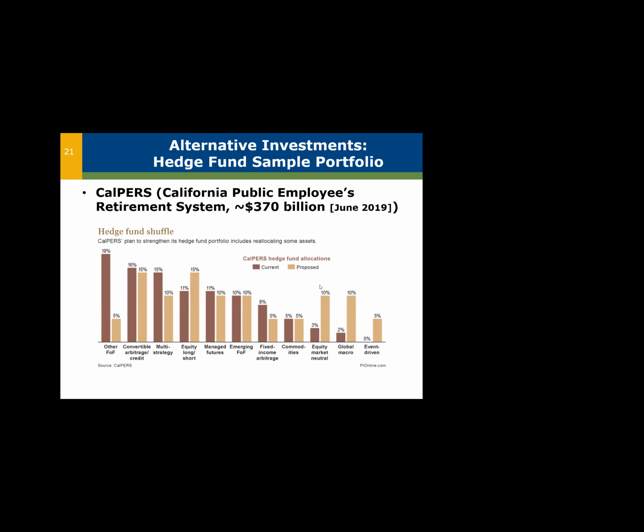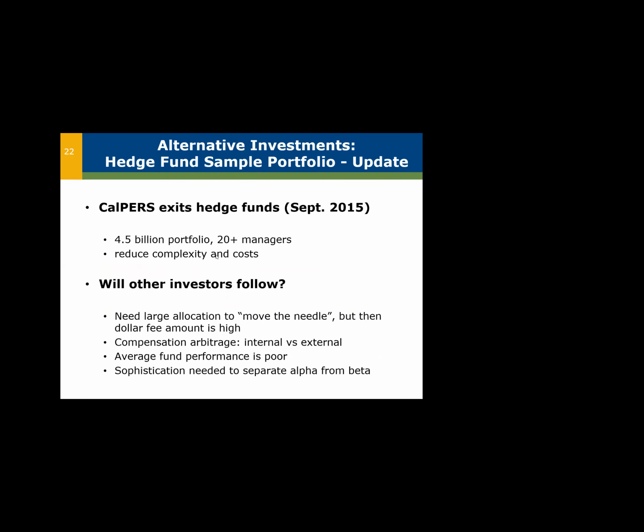They said, okay, we're going to do more equity market neutral, more global macro, et cetera. But even after that shuffling, they still decided that no, it's still not going to work out. So they cut their hedge funds. And so then, the question would be: is this going to trigger a redemption in hedge funds?